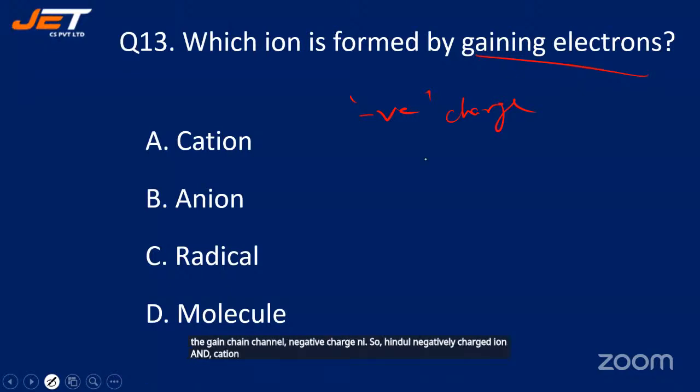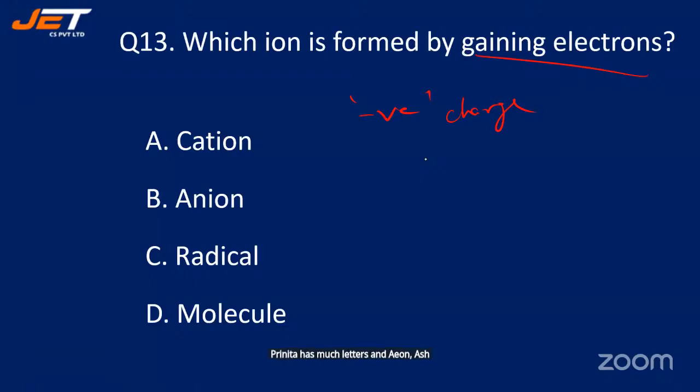క్యాటయానా, యానయానా, రాడికల్, మాలిక్యూలా? Pranita has mentioned it as anion. Ashvita, cation. Navtej, anion. Varshini, anion. నాకే ఆప్షన్ ఇచ్చింది వర్షిని, చూస్ చేసుకోమని. అశ్విత, anion. Okay, let us see who is correct.